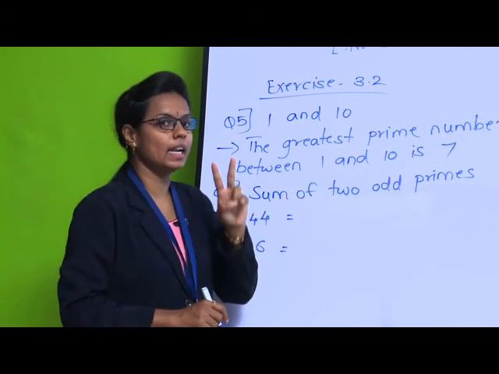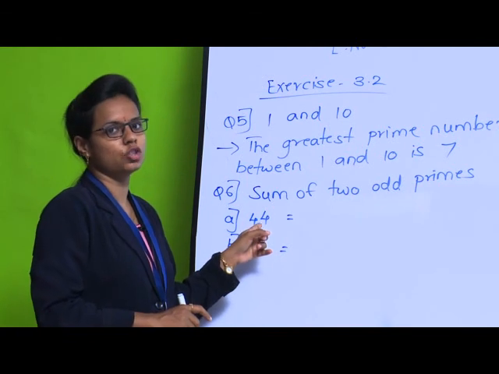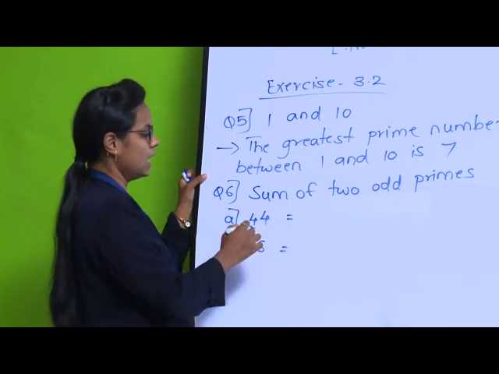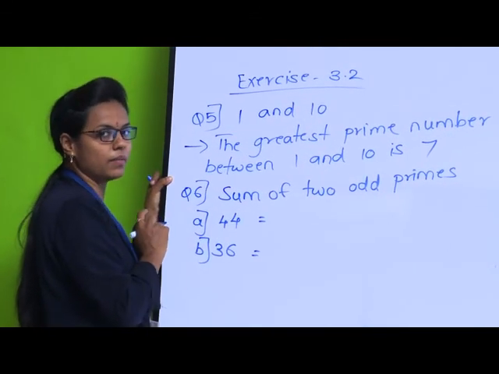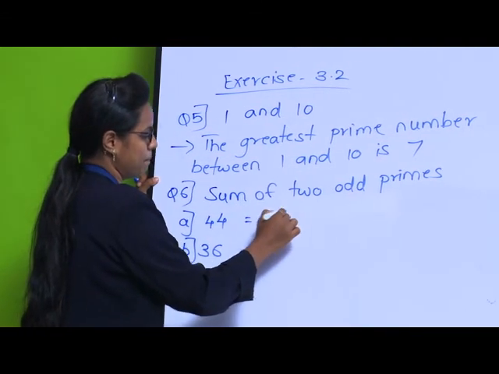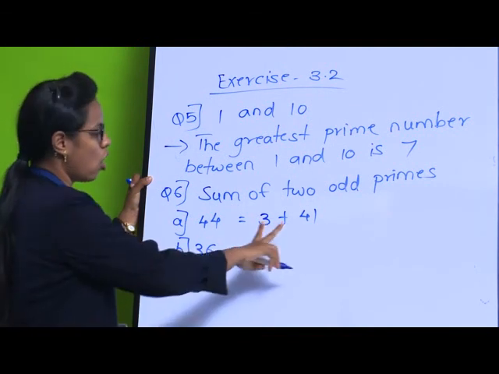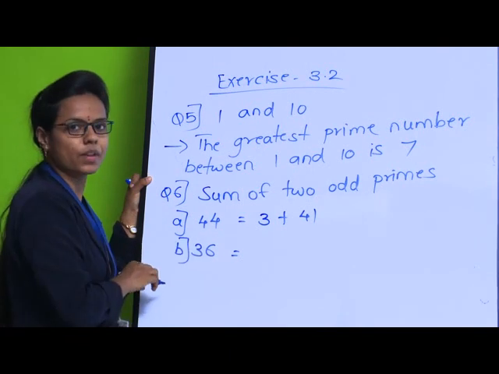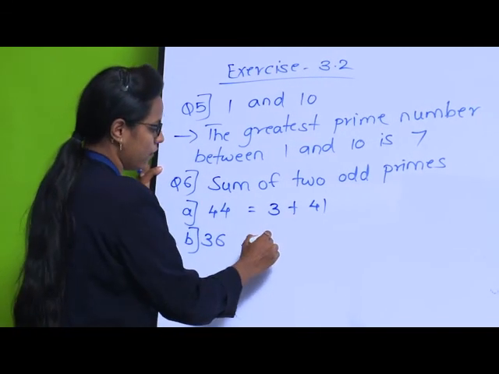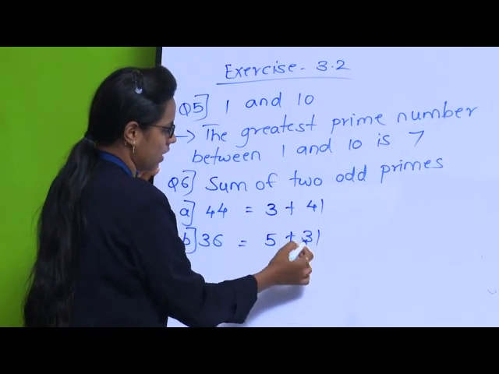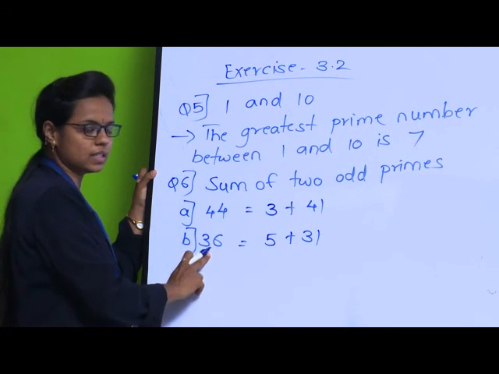So we have to find any 2 odd primes and add them. The addition should be equal to the given number. Tell me any 2 numbers that are odd primes and whose addition will be 44. Okay, 3 plus 41. 3 plus 41 are the 2 odd primes whose addition is 44. In the same way, for 36, the 2 numbers are 5 and 31. 31 plus 5 is 36.